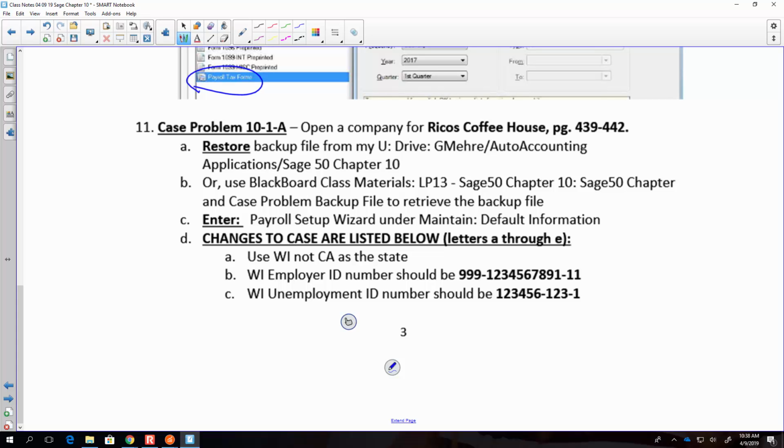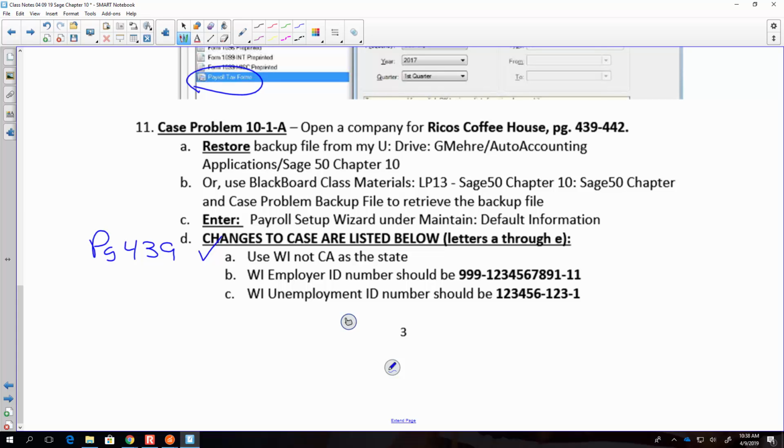First thing I want you to change, letter A here: change California to Wisconsin. Change the CA, so this employer is in the state of Wisconsin, not California. This is right on page 439. And also change the ID numbers.